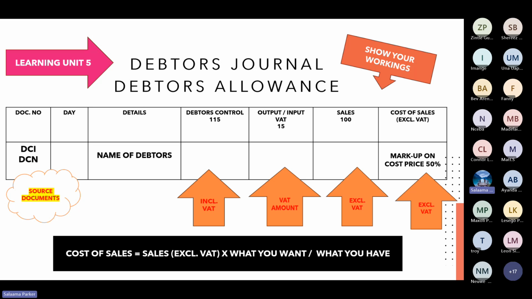And again, how are we going to calculate cost of sales? You take your sales amount, which is given to you, the exclusive amount, multiplied by what you want divided by what you have. Okay, and for this business, they were using the markup on cost price method. Okay.